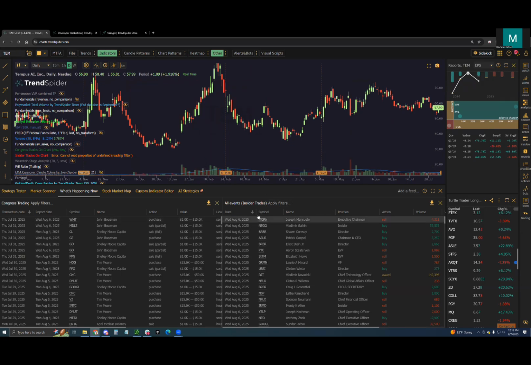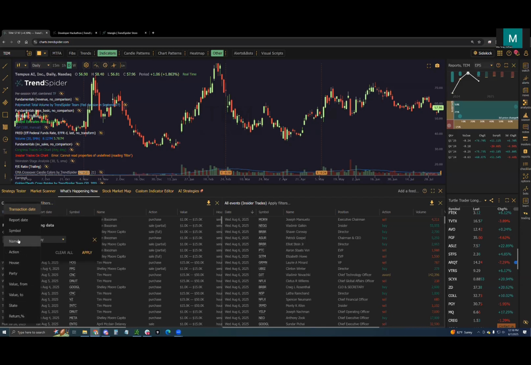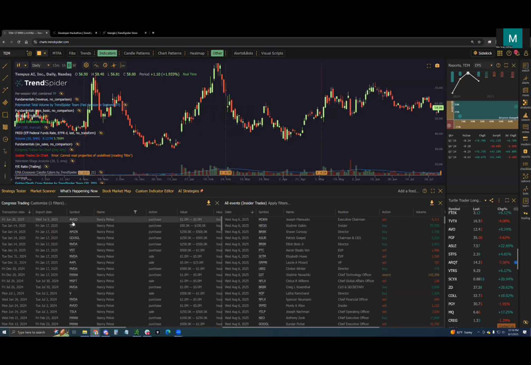Yes, no problem. And then under this What's Happening Now tab, you can apply filters. For Congress trading over here, for example, you can filter it by party, the action, which is buy and sell. You can filter by symbol, and you can filter by the name. So, for example, if you wanted to only see Pelosi trades, you just type contains Pelosi, and you'll see only Nancy Pelosi trades. And then you can also filter by ticker and date.